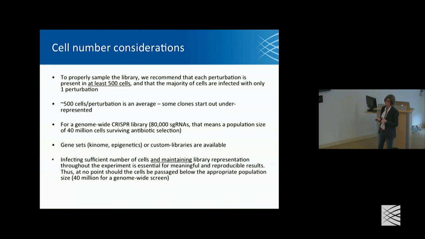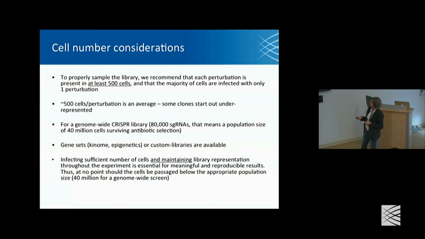Just to give you an idea about the numbers, if you want to do a genome-wide screen with a genome-wide library like CRISPR, you need 40 million cells surviving after the selection, which means you need to start around 100 million cells, and multiple replicates. We are talking about 300 to 500 million cells to do this kind of genome-wide screen. However, if you don't have this number, you can think about smaller gene sets. We have pre-made libraries, like kinome or epigenetic, or you can build your own custom library with the genes that interest your biology.